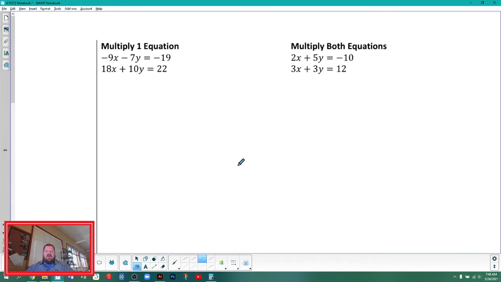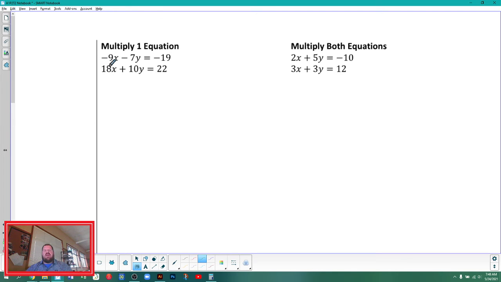Sometimes they're not always the nicest to us. Sometimes we have to multiply one of the equations or both of the equations to get them set up to eliminate. So in this first one that I have here, I notice that I don't have any that are going to eliminate if I just add or subtract. If I add the equations, I'm going to get 9x plus 3y is equal to 3. That still has an x and y, so that's no good.